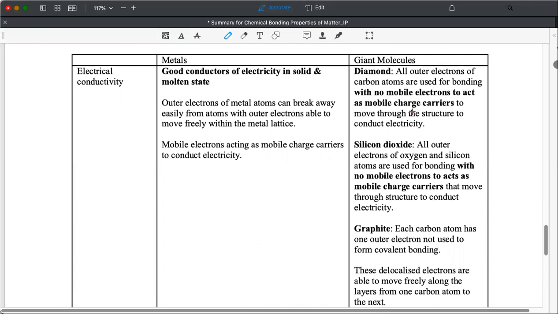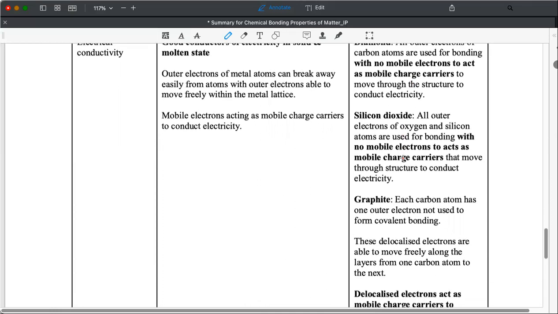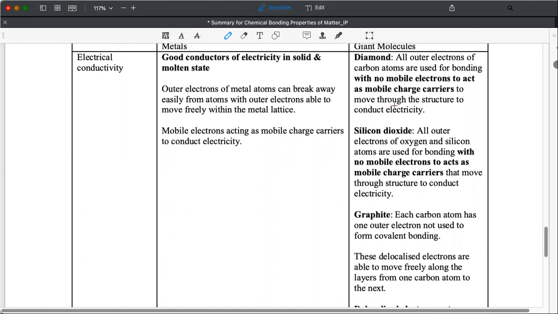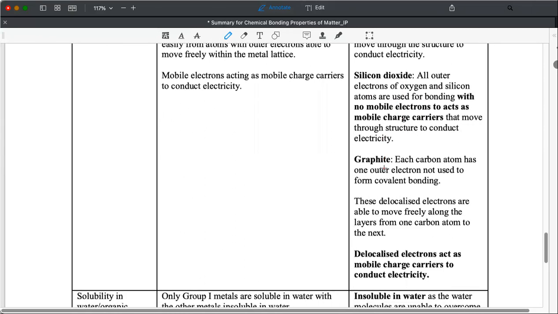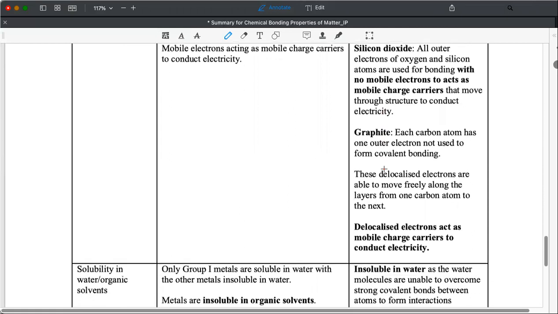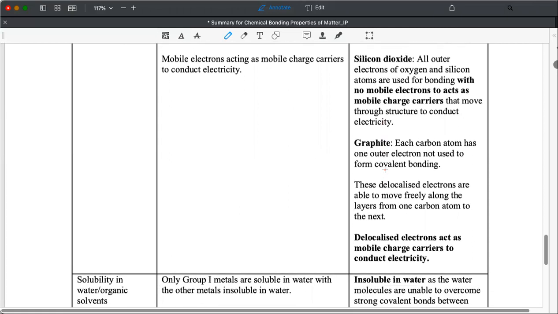Silicon dioxide is also a non-conductor. All outer electrons are used for bonding, no mobile electrons available throughout the structure. So I'm trying to make the phrasing more or less similar so that you can actually study them as a whole. You don't have to memorize too much since they are overlapping with each other.